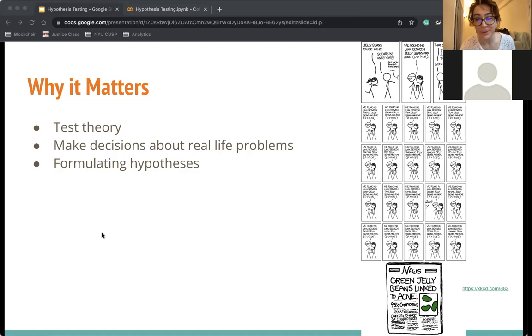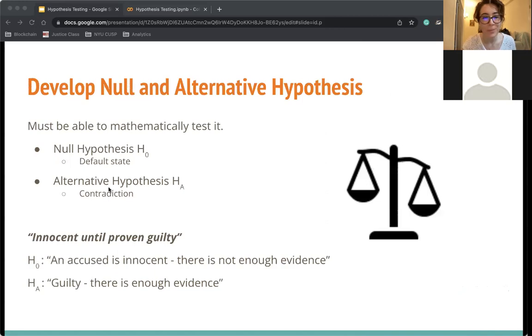So why this all matters: this is how we test our theories, make decisions about real life problems, and really structure everything we've covered so far as it relates to probability and statistics in this framework of a hypothesis. So it's very important we get this language right as we're starting to use this framework of hypothesis testing. And we need to think about it as everything is falsifiable. So we need to think about it and define it in that way.